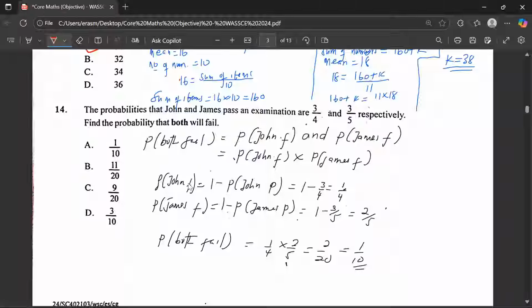So probability that John will fail is going to be what? 1 minus probability that John passed. That is going to be 1 minus 3 on 4, and that is equal to 1 on 4. Probability that James will fail equals 1 minus probability that James passed. And that equals 1 minus 3 on 5, which is 2 on 5. Now probability that both failed equals 1 on 4 times 2 on 5. And this equals 2 on 20, which equals 1 on 10. So option A is the right answer.